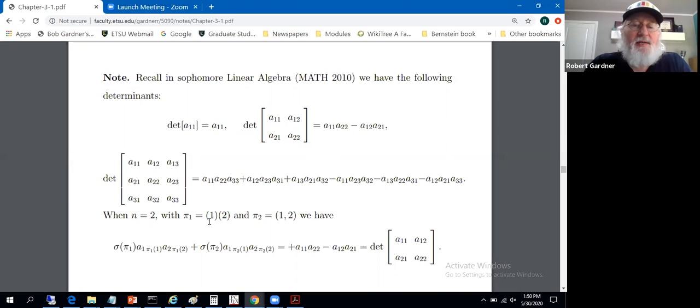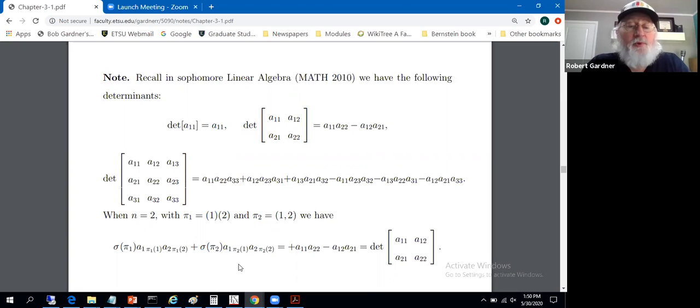Pi sub 1 is the identity. That's an even transposition. That's a plus sign. So this is an oddball way of saying +1. A sub 1, pi 1 of 1, times a sub 2, pi 1 of 2, plus sigma of pi sub 2. Here's pi sub 2, odd permutation. This is just a strange way of saying -1. A sub 1, pi sub 2 of 1, a sub 2, pi 2 of 2.